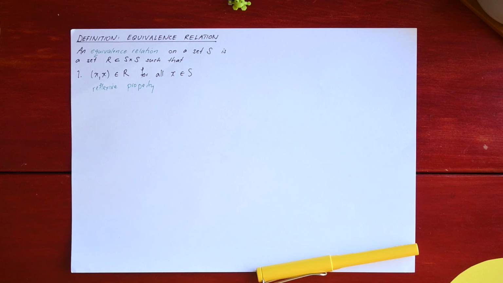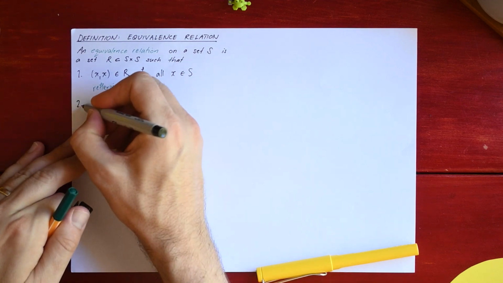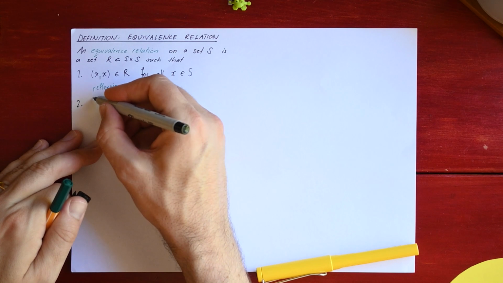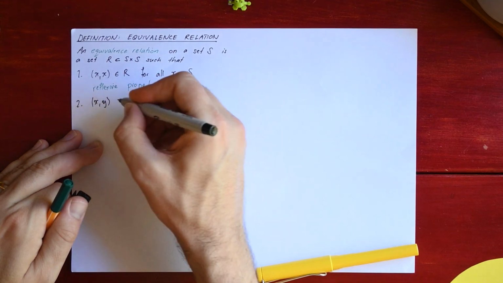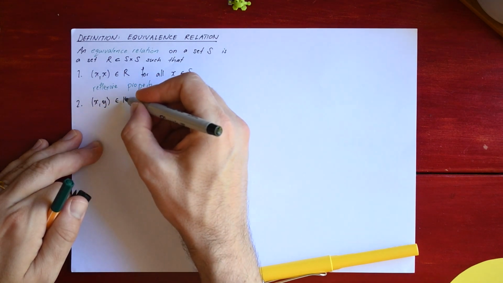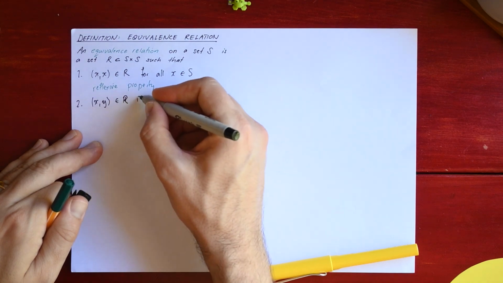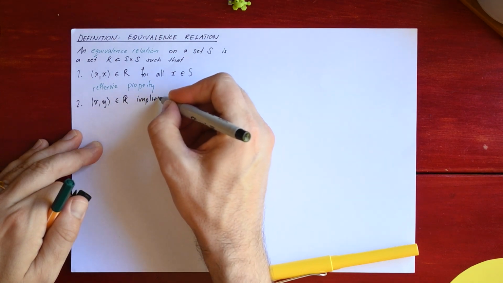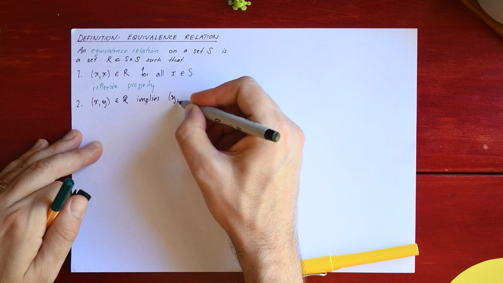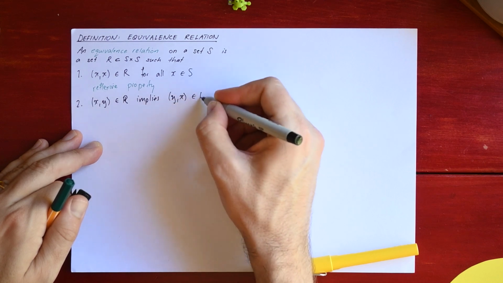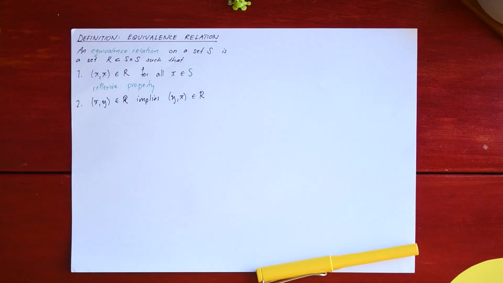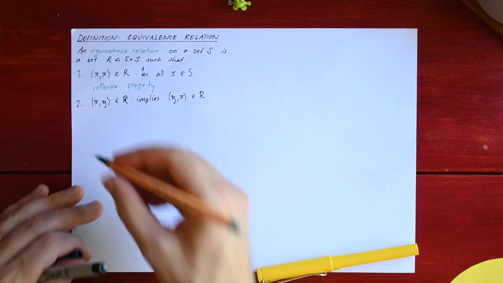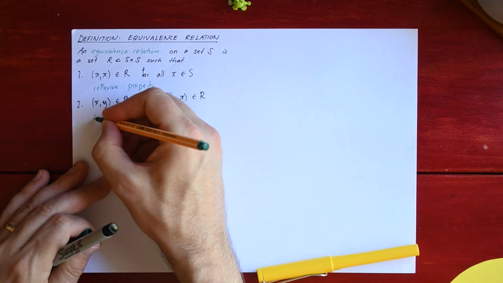Okay, now the second one is that one we just mentioned, which is that if I have a pair XY in my equivalence relation, this implies that I also have to have YX in my equivalence relation as well. I cannot have X is equivalent to Y without having Y as equivalent to X, and this is known as the symmetric property.